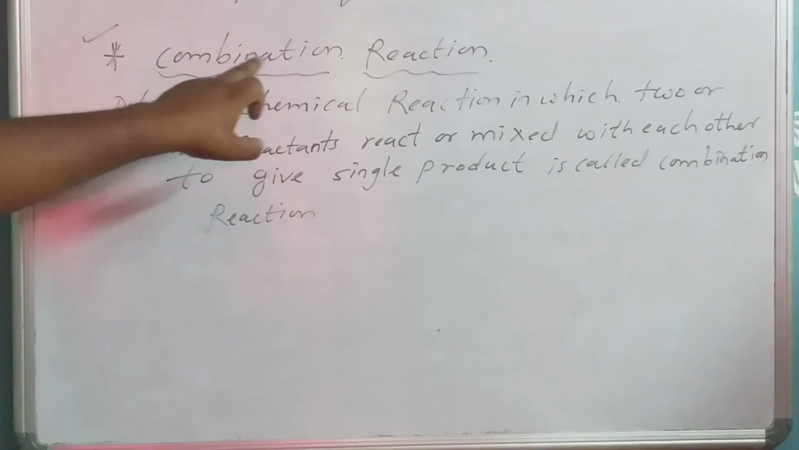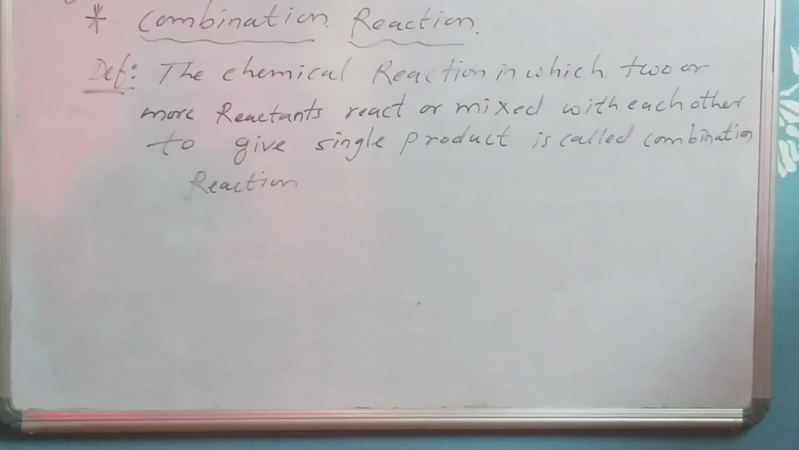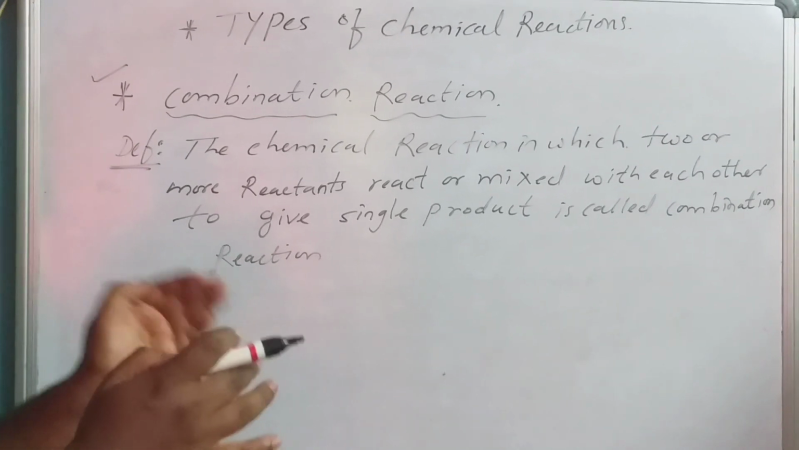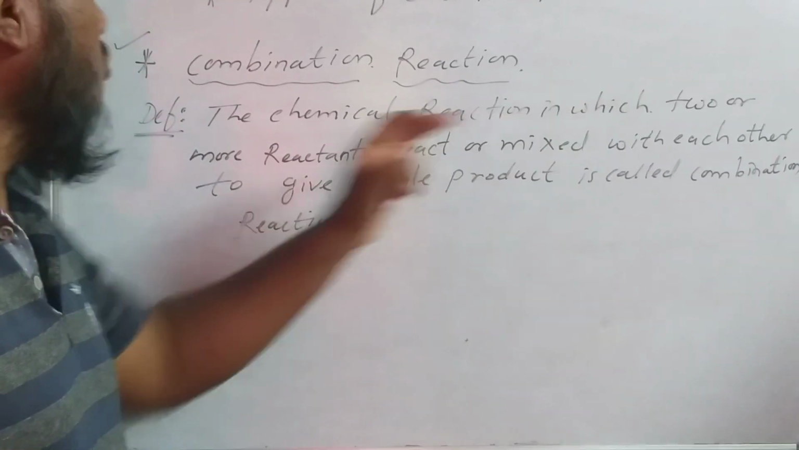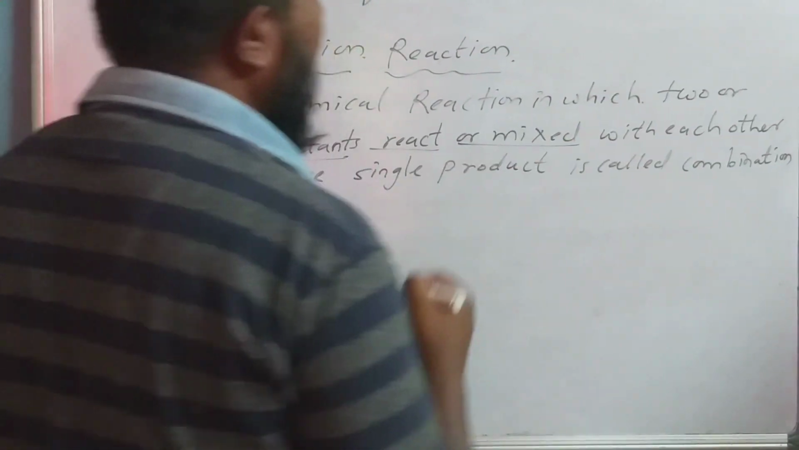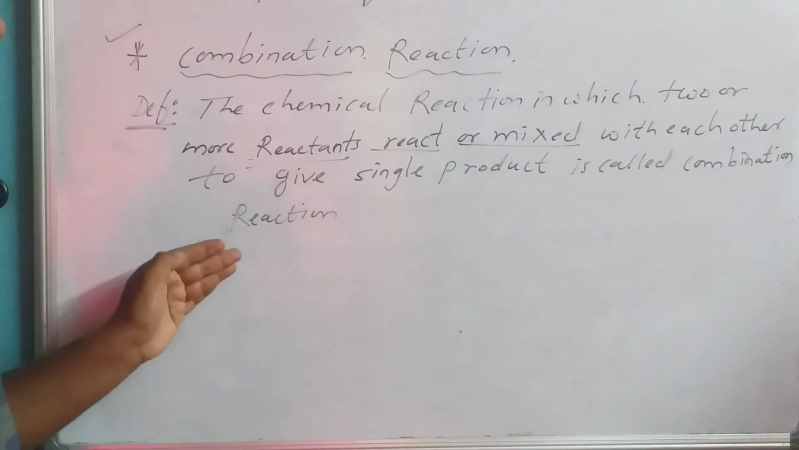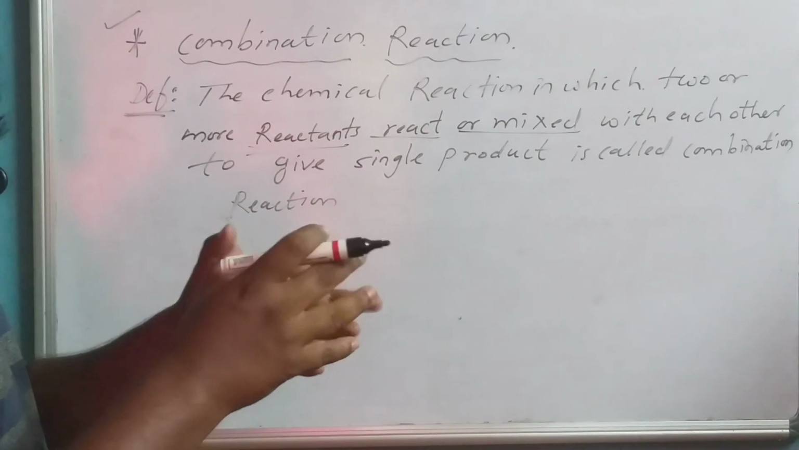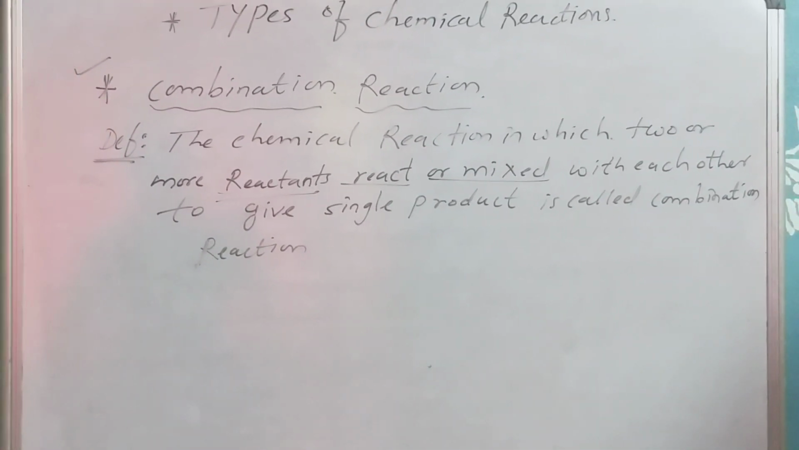Now the name of the reaction is also indicating the meaning of that reaction. Combination means what? We have to mix two or more reactants together and the product formed should be a single product. The chemical reaction in which two or more reactants react or mix with each other to give a single product is called a combination reaction. When we add two or more reactants together and they mix with each other and give a single product, that type of reaction is called a combination reaction.